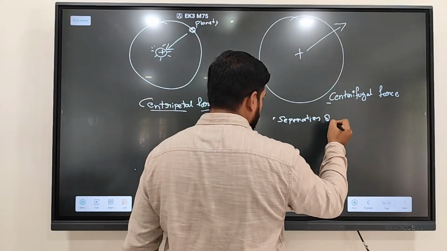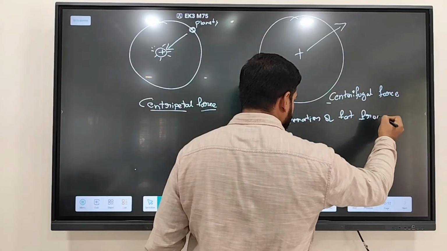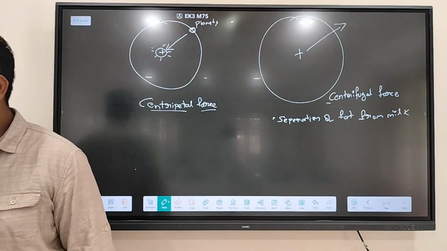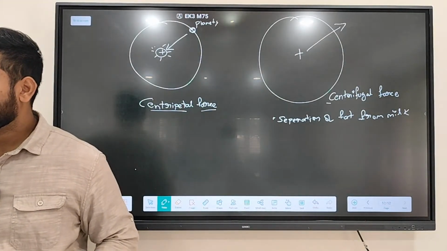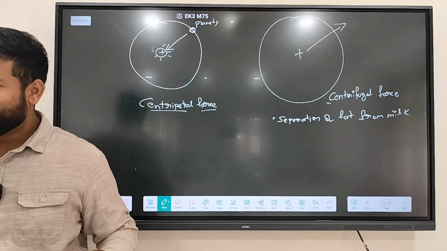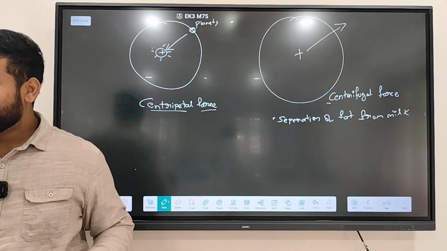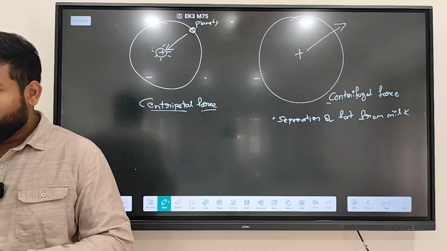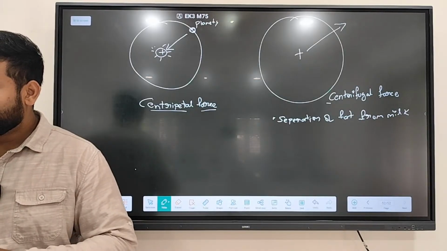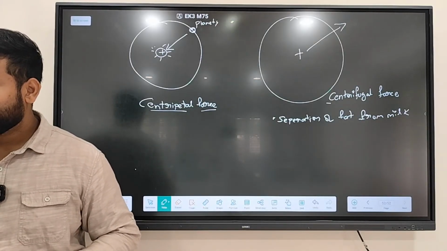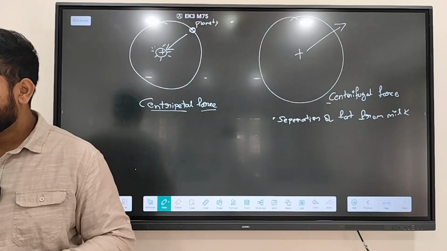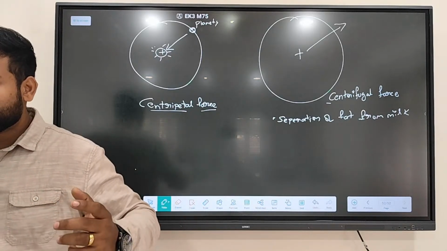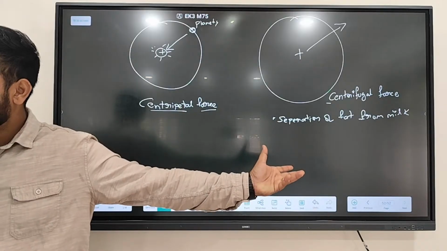Separation of fat from milk. Generally, at our home, we separate butter from curd, not directly from milk. Curd is produced first, and by churning the curd, the fat, the butter, is separated. While churning the curd with the older method, the big wooden churner and rope, in the circular motion the fat gets separated and moves away from the center. Centrifugal force, right? Centrifugal force.